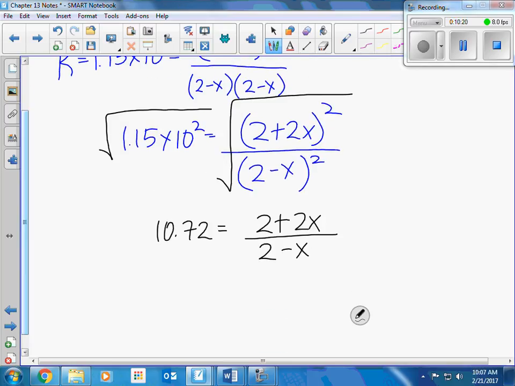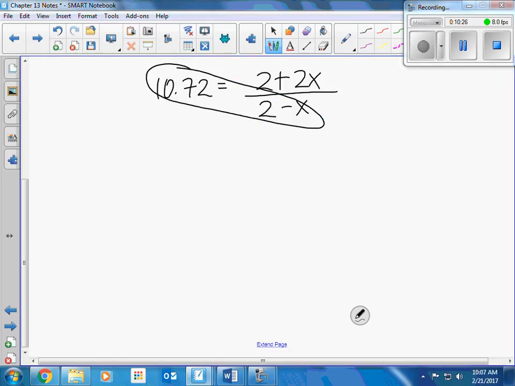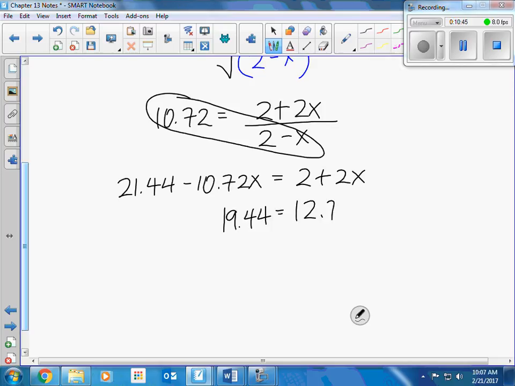Okay, so I'm going to cross multiply, basically, right? So I'm going to multiply that in. And let's see what I get for that. I got 21.44 subtract 10.72x equals 2 plus 2x. Combine like terms, and I got 19.44 equals 12.72x, and x equals 1.53.